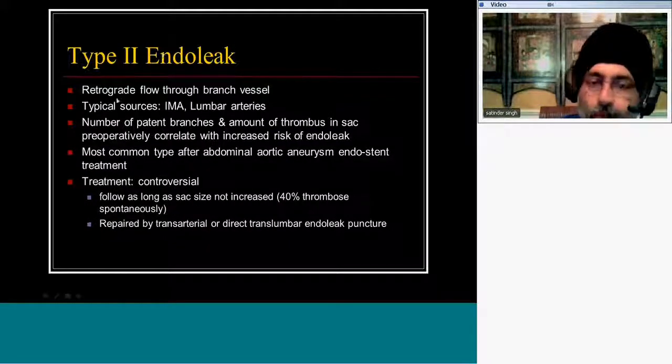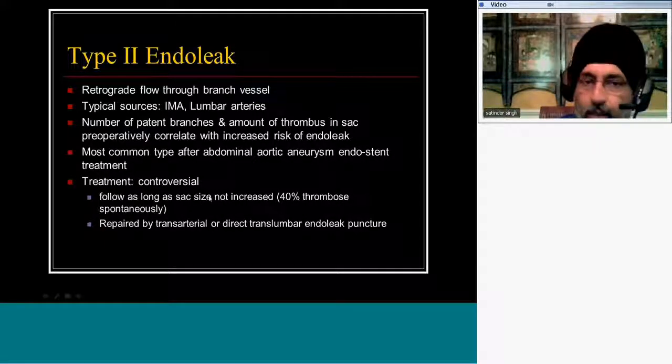The type 2 leak is when there is a retrograde flow through a branch vessel of the thoracic or abdominal aorta. It is usually the internal lumbar artery or the intercostal artery. Okay, this is intercostal. The number of branches and the amount of thrombus in the sac determine whether there is a risk of endoleak or not. As I said before, this is the most common type of endoleak for abdominal aortic endostent treatment, as compared to type 1 for the thoracic.